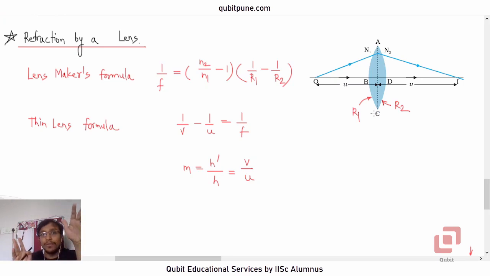And also you have to focus on the sign convention. So even if r1 and r2 are equal in magnitude, their signs will be opposite.